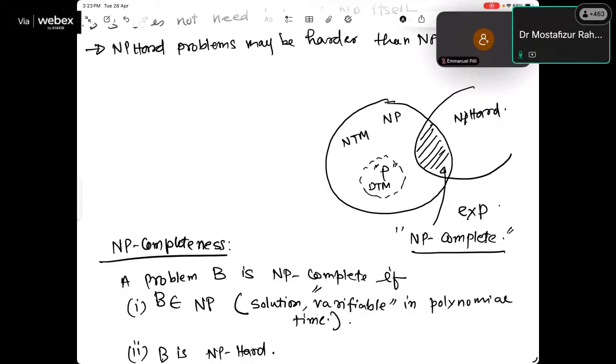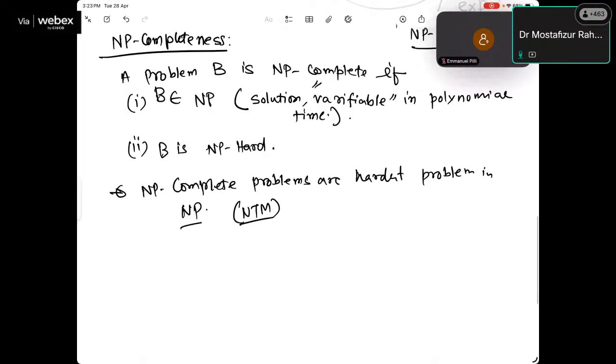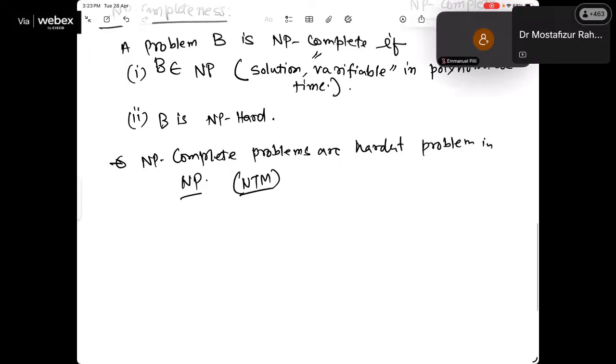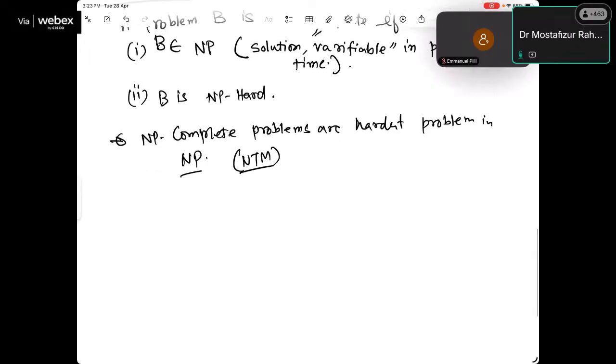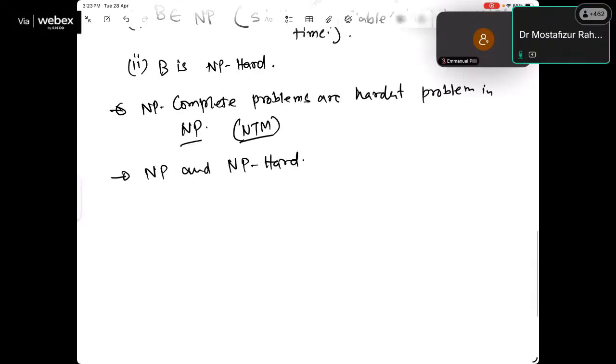Sorry, I wrote NP hard. NP hard problems are the hardest problems in the global picture, right? And within the smaller picture, the polynomial-time class NP, NP complete problems are the hardest within NP. So NP complete problems are both NP and NP hard, meaning they are the hardest problems inside the NP set.